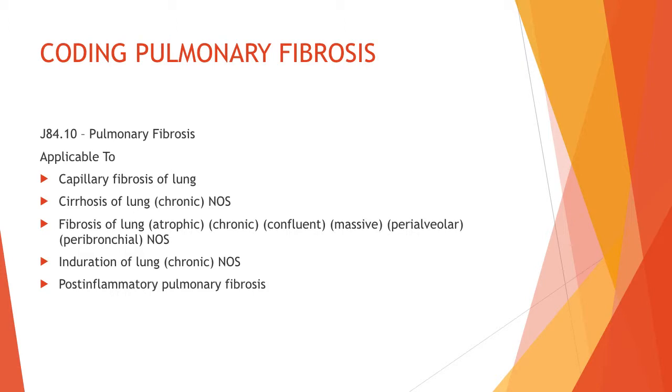Coding pulmonary fibrosis. J84.10 is used to describe pulmonary fibrosis. It's applicable to cirrhosis of the lung, fibrosis of the lung, induration of the lung, post-inflammatory pulmonary fibrosis.